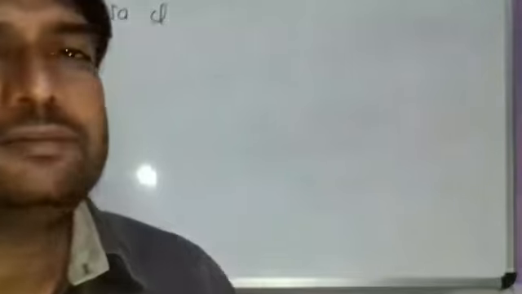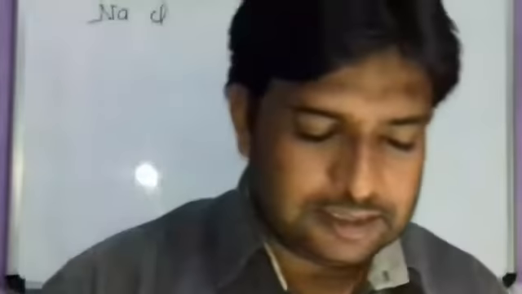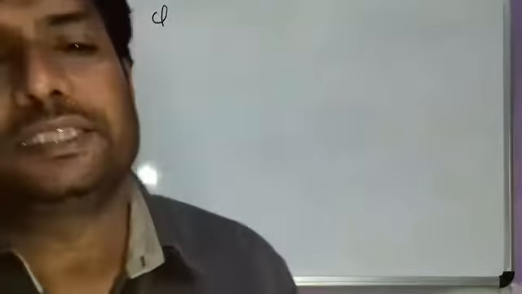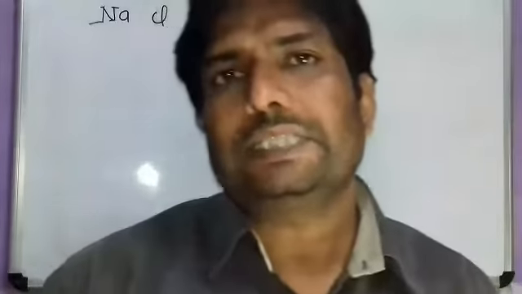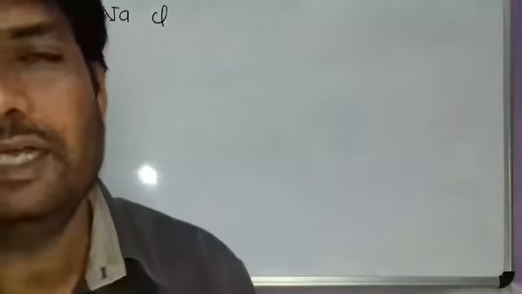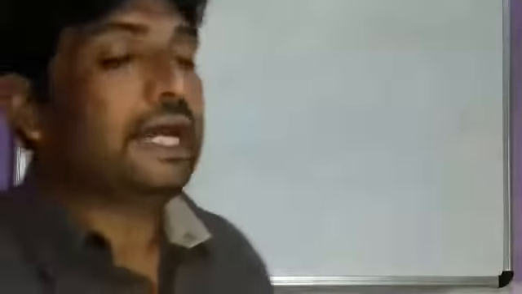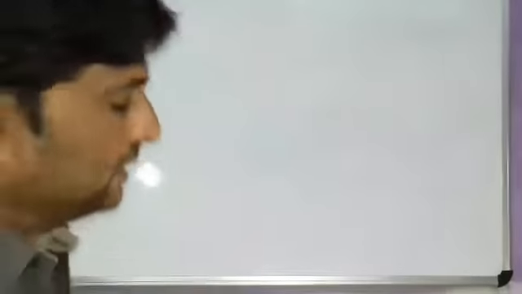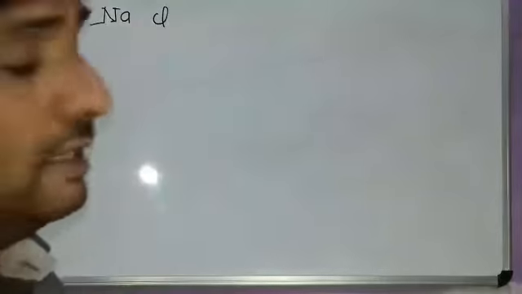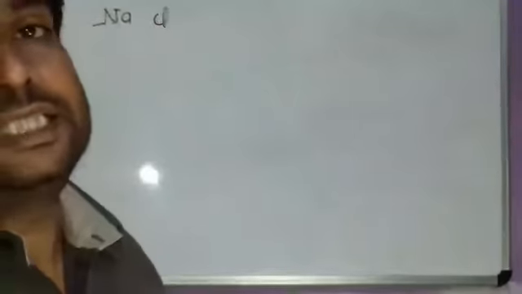Yes, in the previous video we discussed the topic of formation of ions, how to form ions, cations and anions. Today we are going to discuss how metals and non-metals react together to form a compound, with the help of making diagrams. Is it clear? So we have to make the diagram of NaCl.